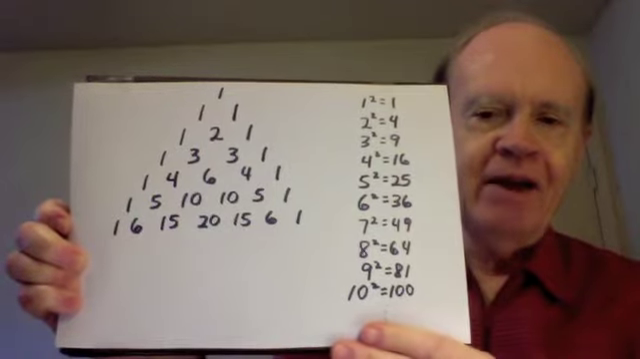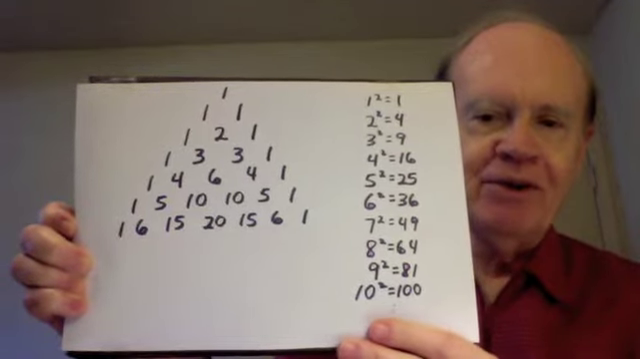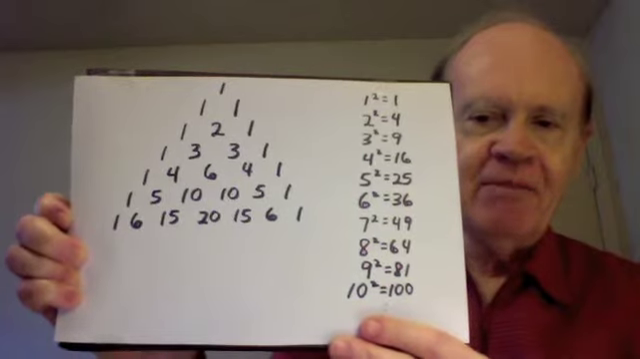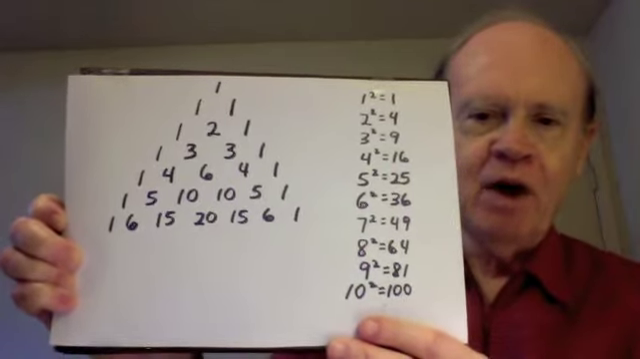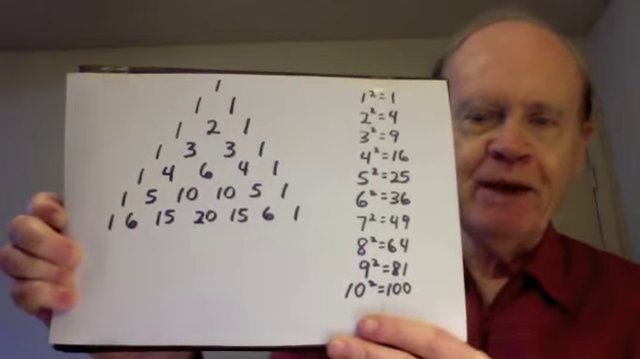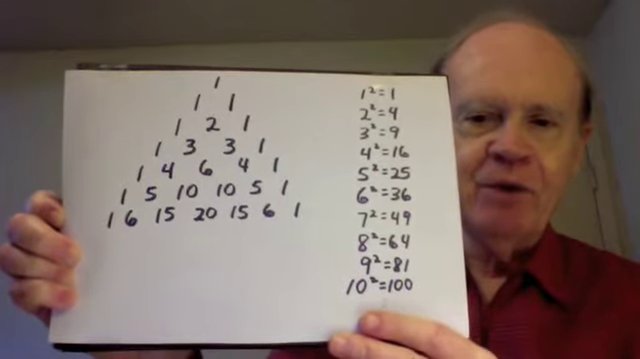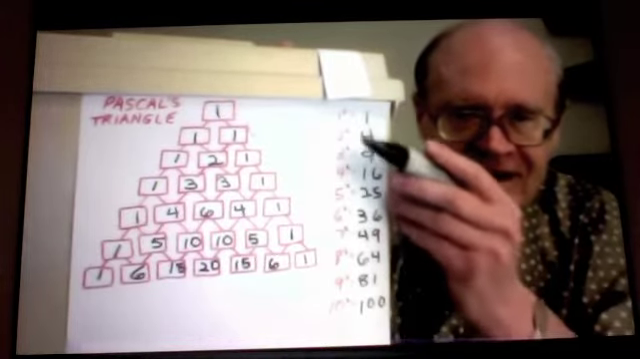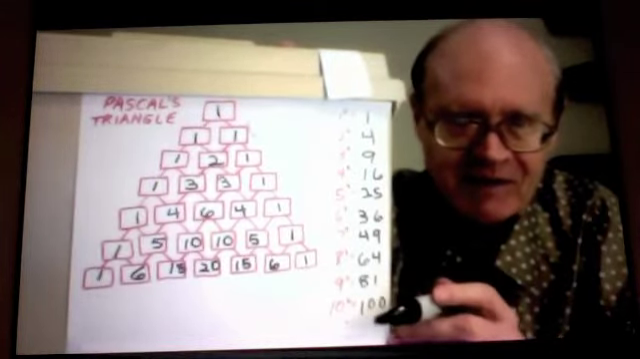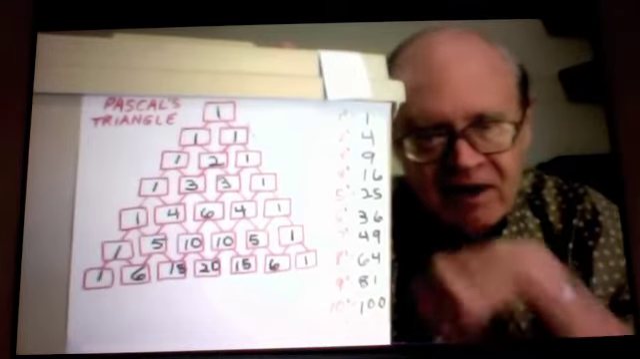Alongside Pascal's triangle, I made a list of square numbers, that is, counting numbers gotten by multiplying a counting number by itself. 1 squared is 1, 2 times 2 is 4, 3 times 3 is 9, 4 times 4 is 16, and so on. Then in the original video, I said this: can we find a list of square numbers, these black numbers here, in Pascal's triangle?